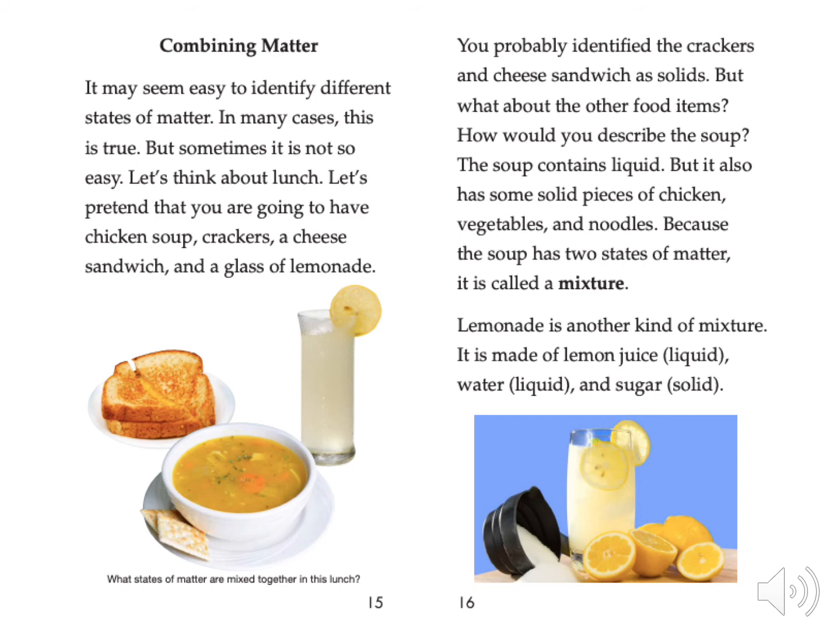What about the other food items? How would you describe the soup? The soup contains liquid, but it also has some solid pieces of chicken, vegetables, and noodles. Because the soup has two states of matter, it is called a mixture. Lemonade is another kind of mixture. It is made of lemon juice, which is a liquid, water, a liquid, and sugar, a solid.